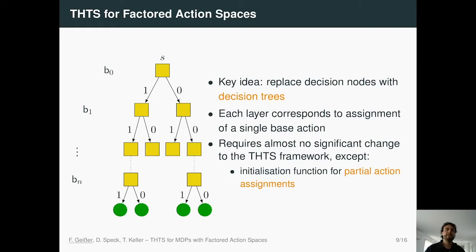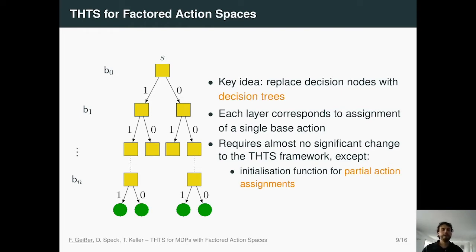And the key idea here is that instead of having a single decision node, we now replace a single decision node with so-called decision trees. So before we had one root decision node, now we have a root decision node tree. Each layer in this decision node tree corresponds to an assignment of a single base action. So if we have n different base actions, here we would have the assignment of B0, here we have the assignment of B1, and so on.